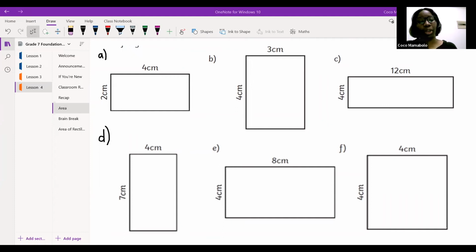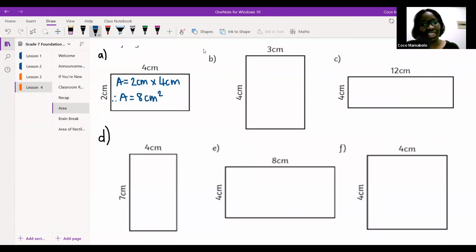All right, guys, that's time. Okay, let's talk about the answers quickly. Mbali, I feel like you could do number one for me. I know you can. Let's go for it. Okay, ma'am. We're gonna say A equals 2 centimeters times 4 centimeters. Excellent. Therefore, A equals 8 centimeters squared.